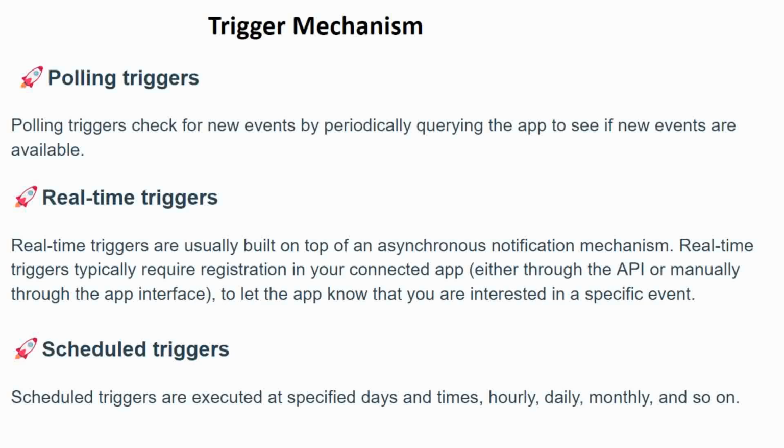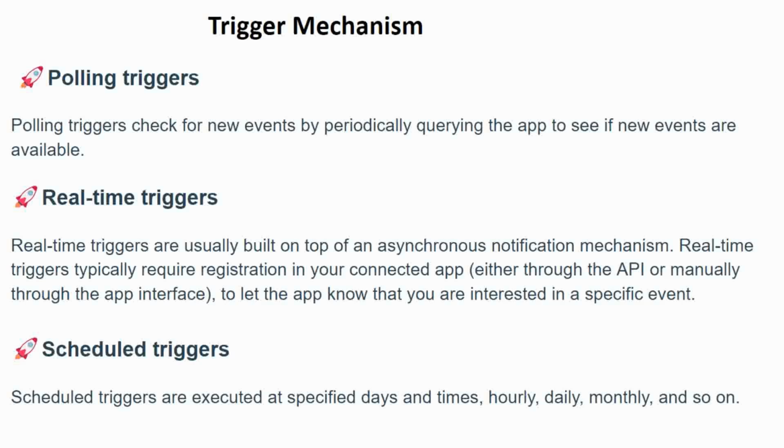First is polling triggers. The statement says polling triggers check for new events by periodically querying the application to see if new events are available. That means, suppose I want to see whether a regular event occurs in Salesforce, say every 15 minutes. I want my recipe to check the application, see whether any event is occurring, and if it does, get that information and process it. That's how the polling trigger works.